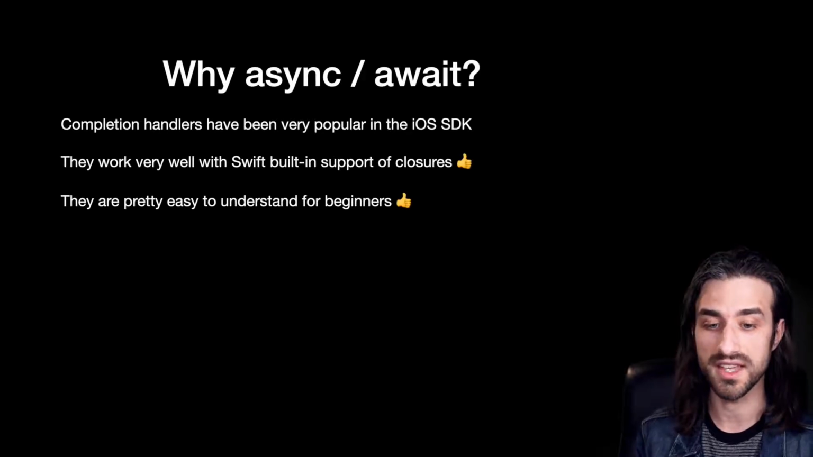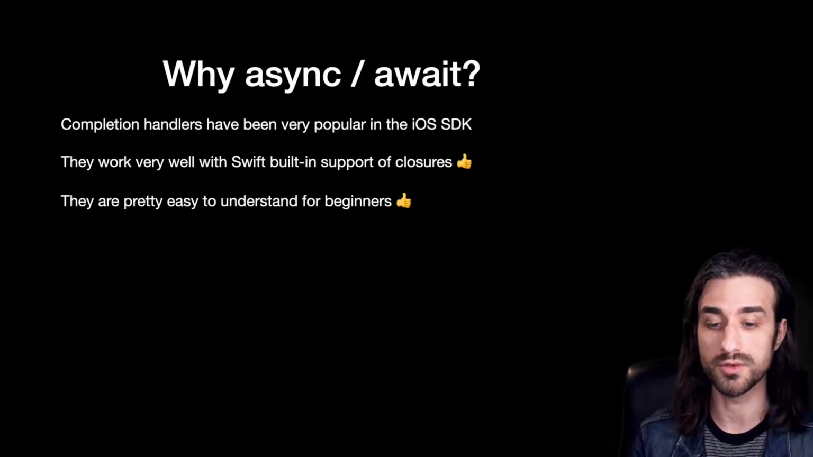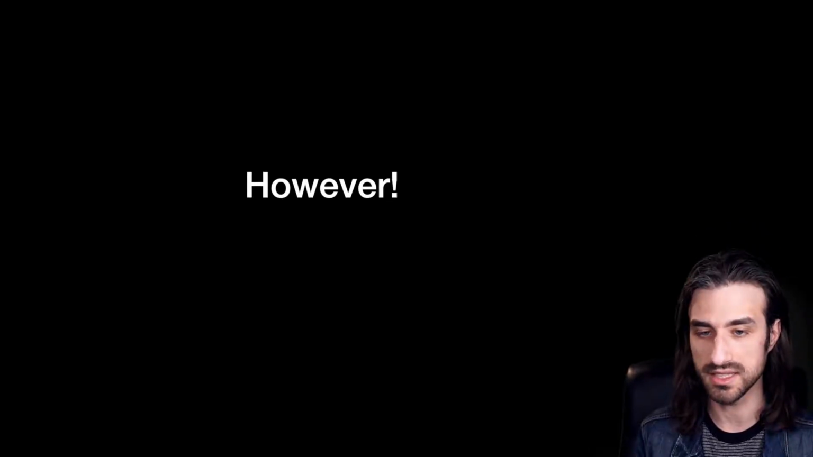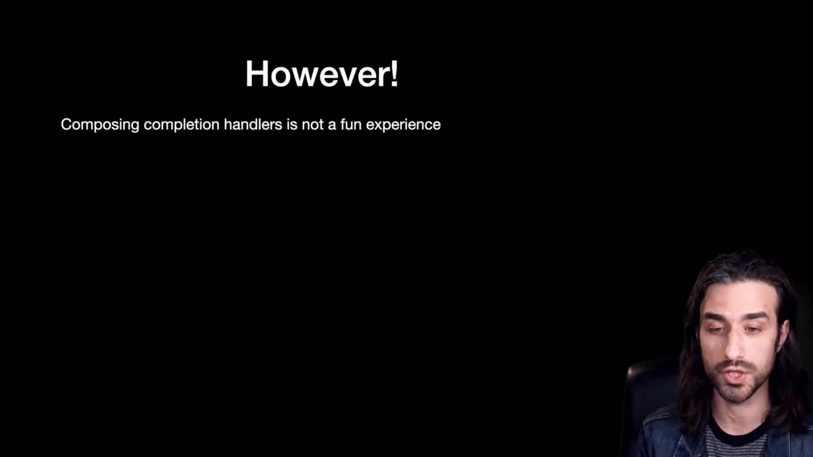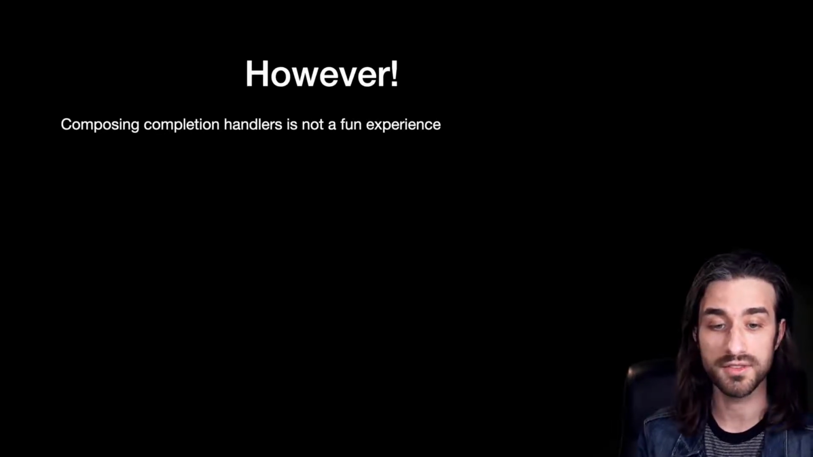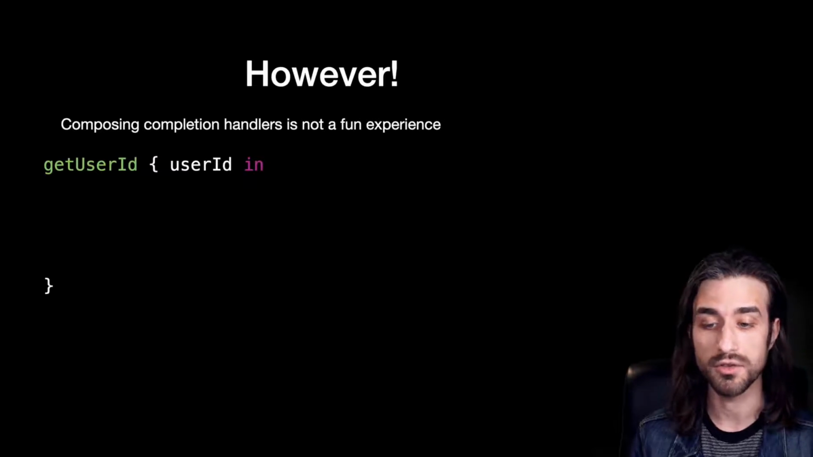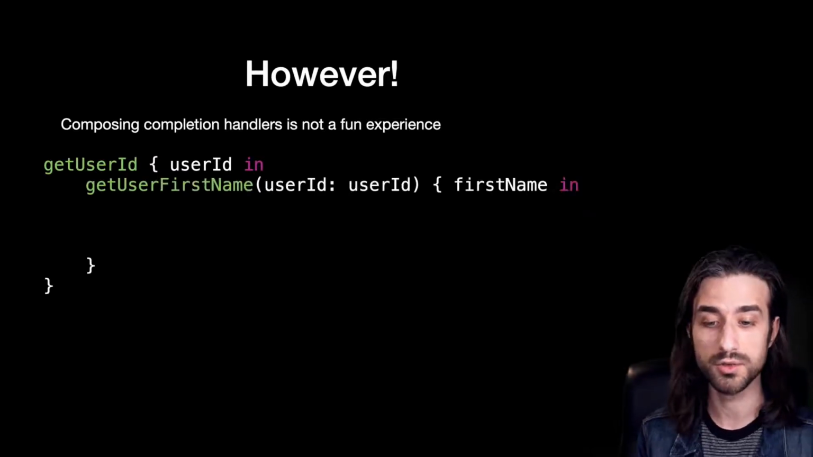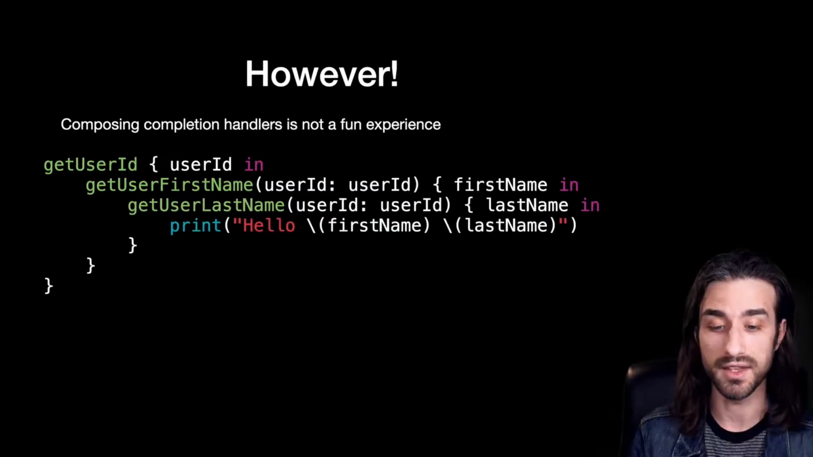But also we can see that there are not a lot of abstractions, and this is going to become a problem, and we're going to see why. Because while completion handlers have the advantage of being very simple, they also have one big drawback: composing completion handlers is not a fun experience. When you need to compose completion handlers, meaning when you need to have several network calls happening one after the other, maybe because you need the result of the first one to make the second one, something like this: first, you make a call to get a user ID, and then using this user ID, you make another call to get some more information about the user, for instance, the first name and then the last name.